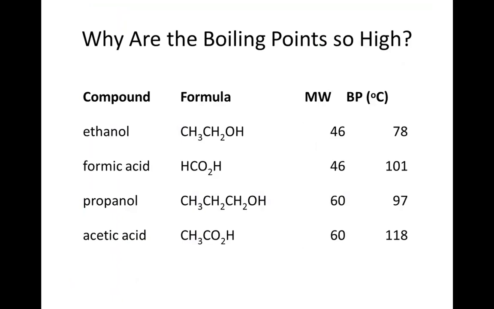Now these carboxylic acids have fairly high boiling points, and if you look at a family of molecules and compare boiling points, maybe you might want to do it on the basis of the molecular weight. So ethanol's molecular weight and formic acid's molecular weight are about the same, but look at how different their boiling points are. Or you could do the same thing with propanol and acetic acid, and again, same molecular weight, but really much higher boiling point for the carboxylic acid.